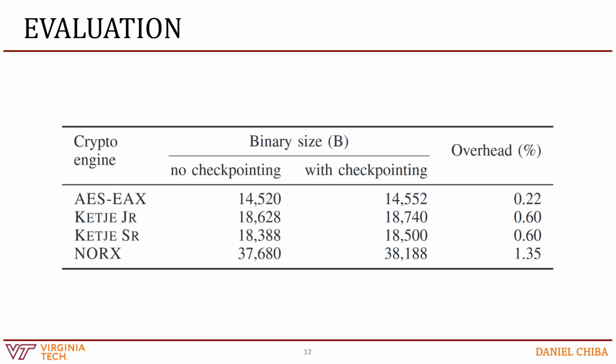So, as you said, binary size, the overhead is quite minimal, right? As mentioned earlier, AES has the hardware acceleration, so there's a minimum number of additional instructions to be added, which is the 0.22% overhead in the binary size. And NORX has the highest overhead, but it's still 1.35%, so it's not much.